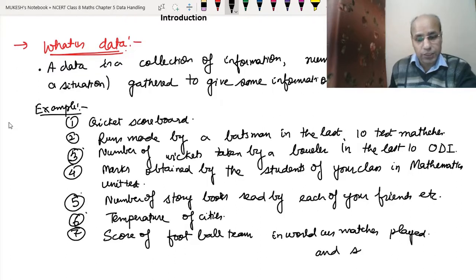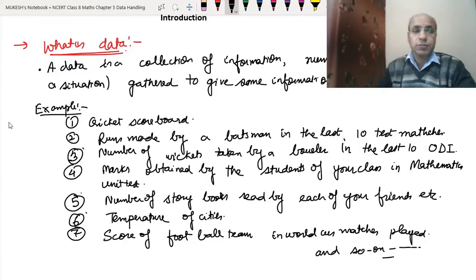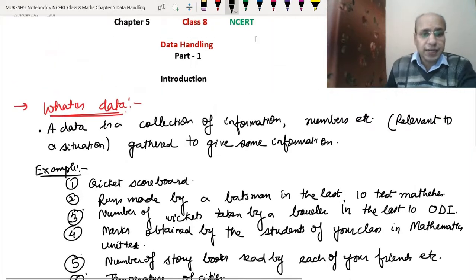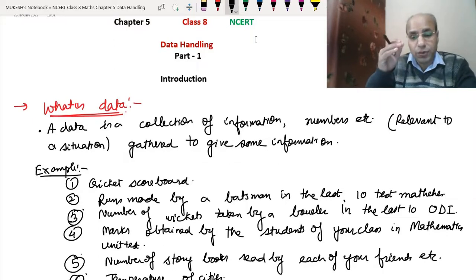There are so many situations in which we can take data. We can come across any situation in real life where we need to give information. So now let's repeat it. See, what is data? Data is a collection of information, numbers, etc., gathered to give some information. It means we are collecting some information for a particular situation, and that information becomes the data.